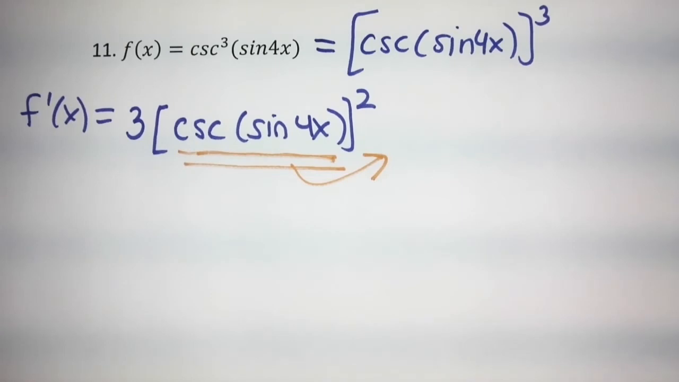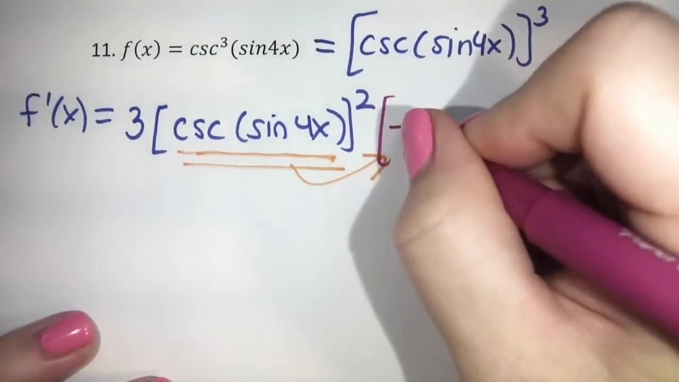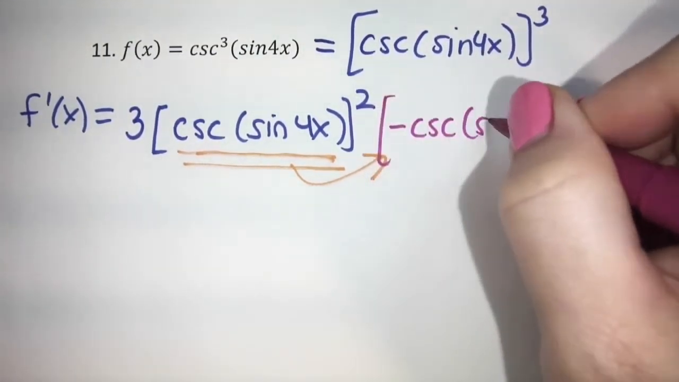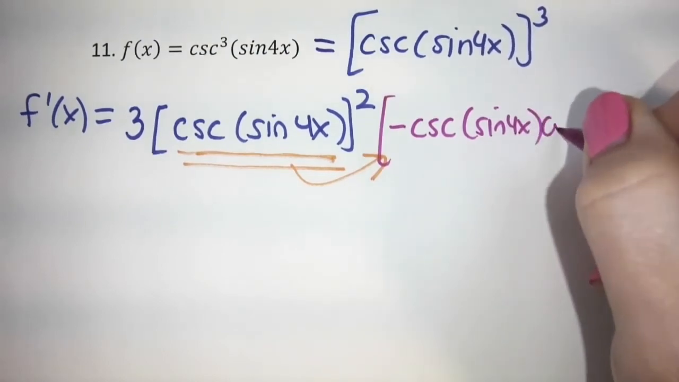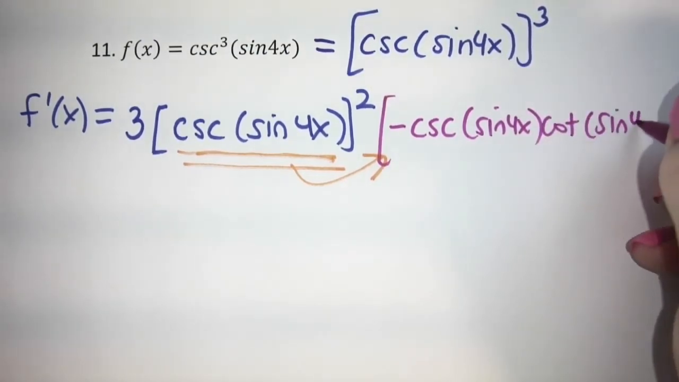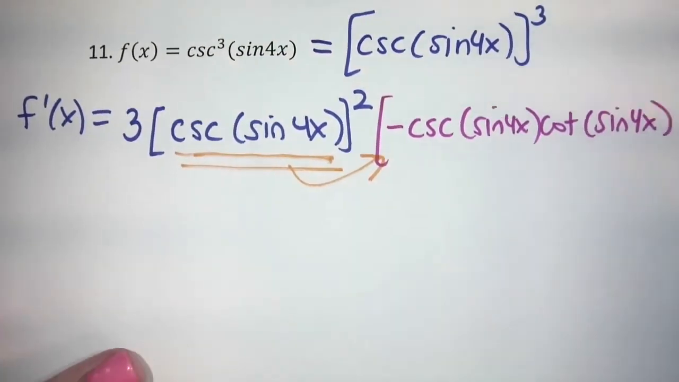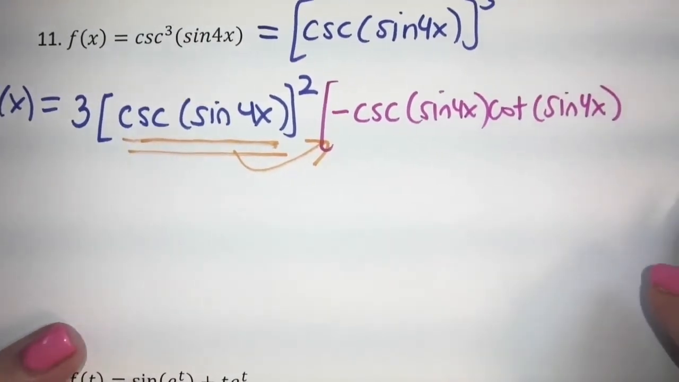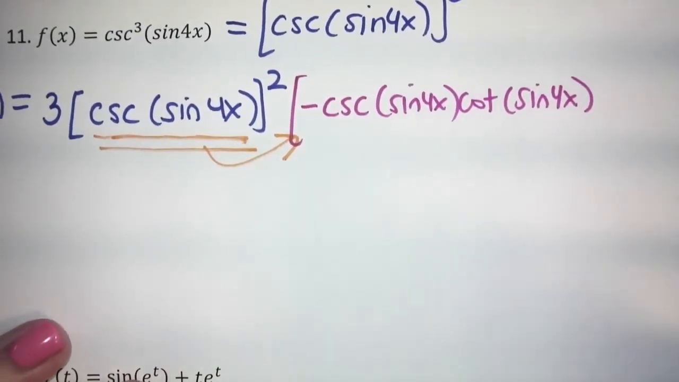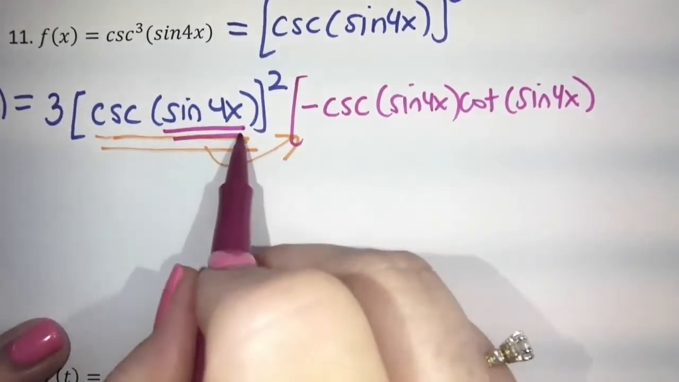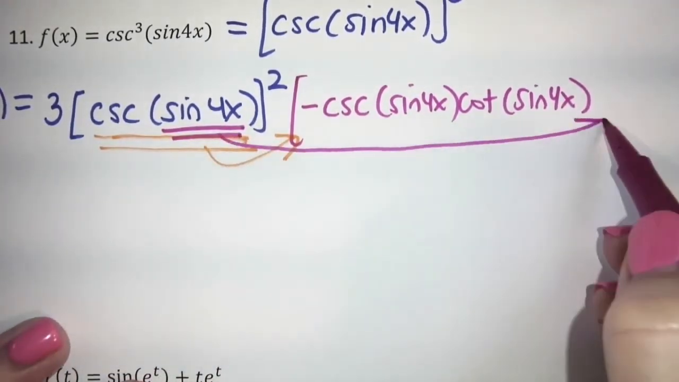So the derivative of cosecant x is negative cosec x cotan x. So the derivative of cosec of anything is negative cosec of the anything, cotan of the anything. And I'm still not done because of the chain rule, we still need times the derivative of that anything. And the derivative of sine 4x would have to go beside it.